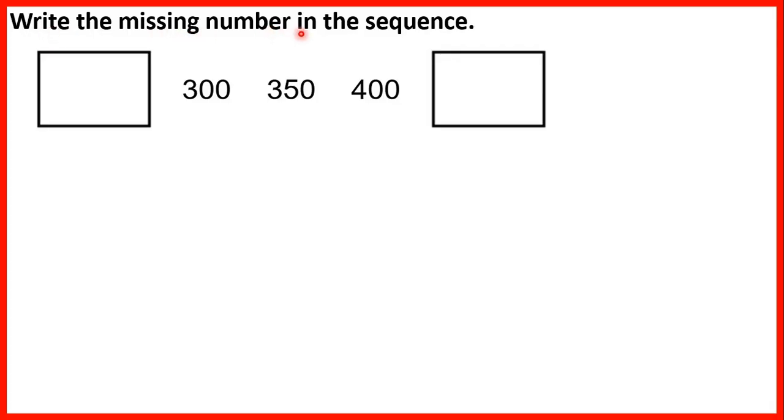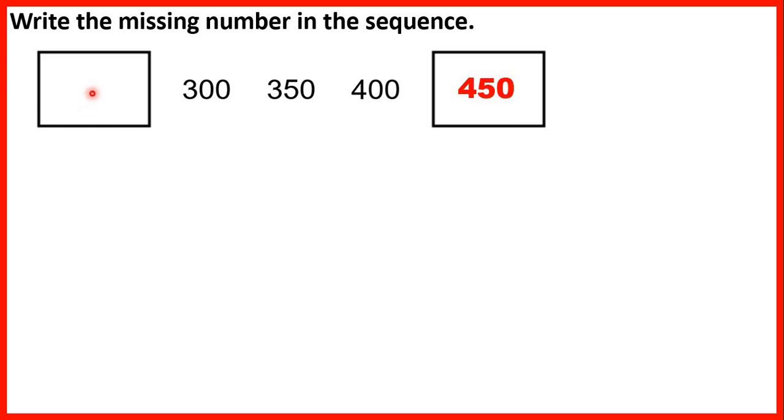Write the missing number in the sequence. So if we look at the numbers they've given us, we have 300, then 350. So we can see that in this sequence we must be adding 50 each time. So 350 plus 50 is 400. So to find this box here, we need to work out 400 plus 50, so that's 450.